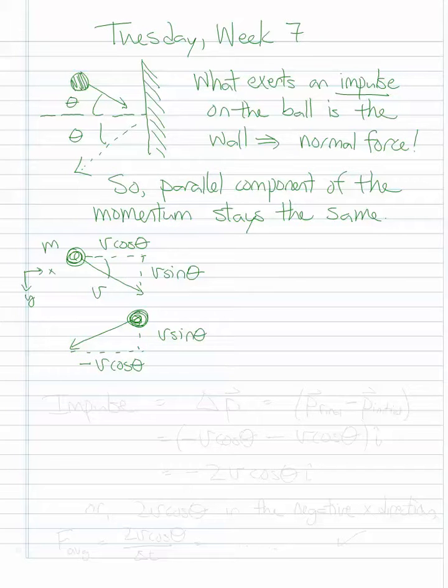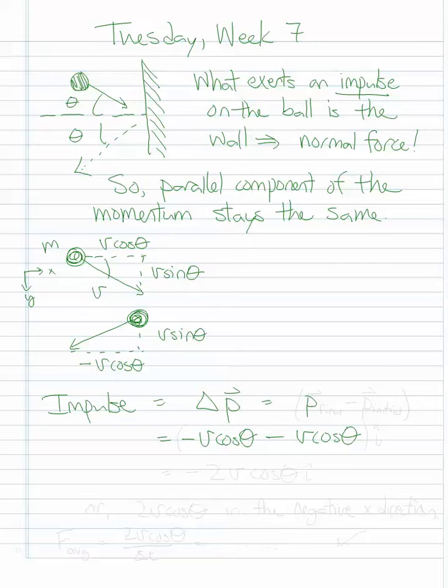So the question is, what's the impulse? Impulse is the change in the momentum. And so there's only an impulse in the x direction here. The y component stays the same. And so this is the change of, let's see. So the final is minus V cosine theta minus V cosine theta. So that's the initial.